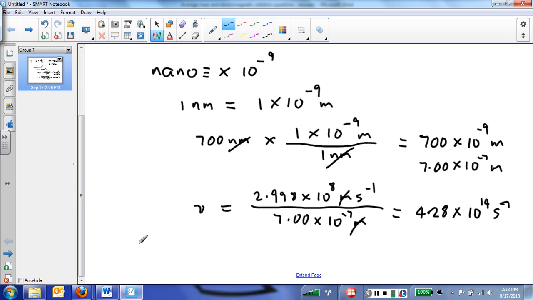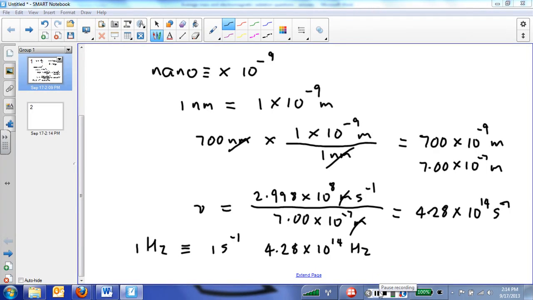Since 1 hertz is equivalent to 1 per second, 1 wave per second, then we can also rewrite this as 4.28 times 10 to the 14 hertz.